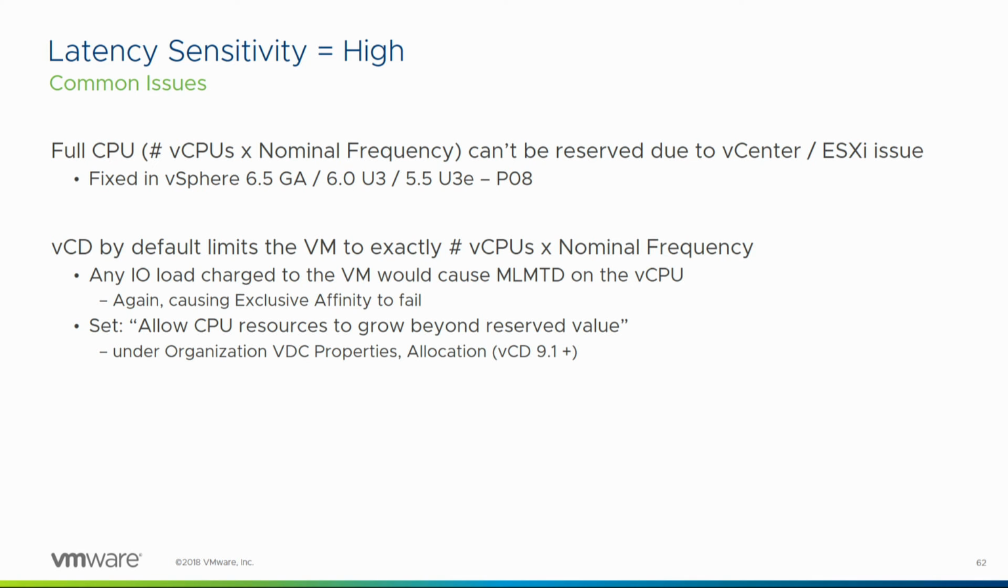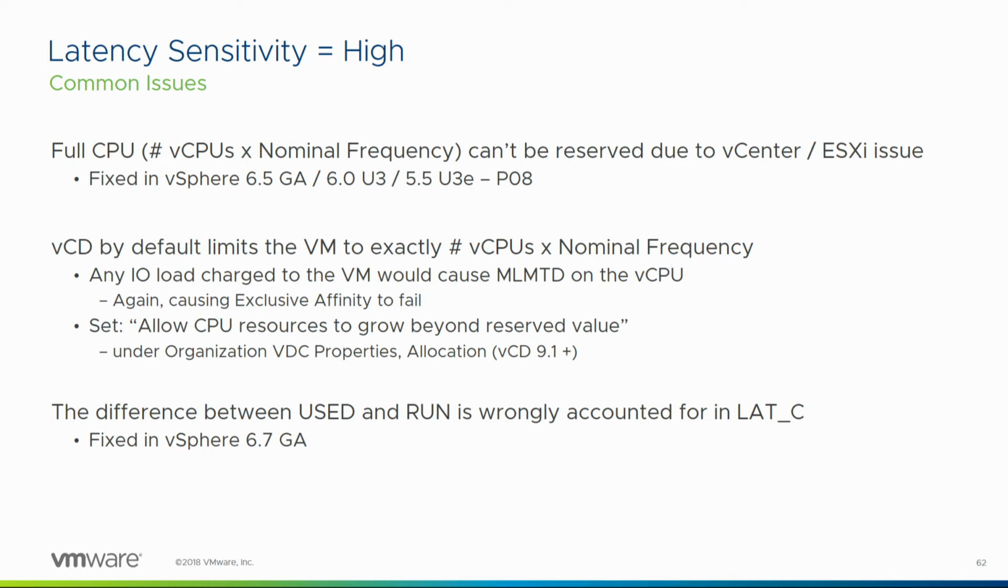This was only recently fixed in 9.1.4 and newer, where you can now say allow CPU resources to grow beyond reserved value. Again, I don't name these things, I don't know who thinks of these names, but it doesn't tell me what it is doing. So if you run VCD and you want latency sensitive VMs, check this out, you need 9.1.